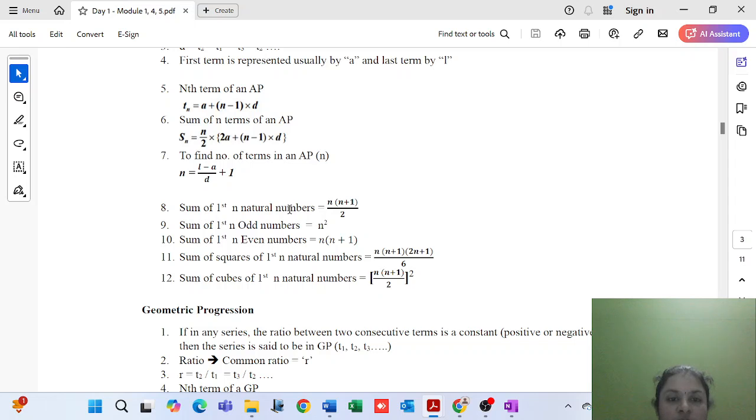Sum of first n natural numbers. Say for example, if they ask you sum of first 6 numbers, you can say n into n plus 1 by 2. Sum of first n odd numbers. So first n odd numbers, now 1, 3, 5, 7. 1, 3, 5, 7 are the 4 odd numbers. So it is given by n square, which is 4 square. Like that you can calculate. So n into n plus 1 by 2 for n natural numbers. First n odd numbers is given as n square. First n even numbers is given as n into n plus 1.